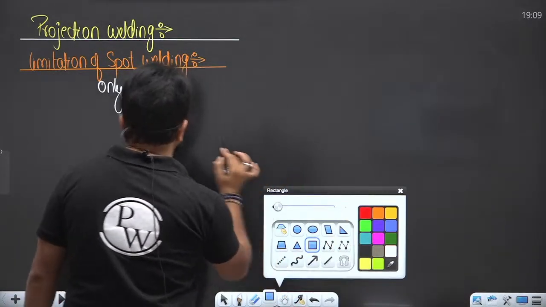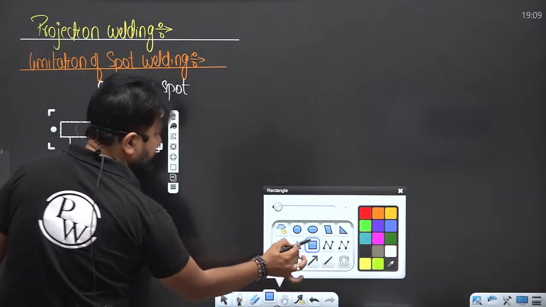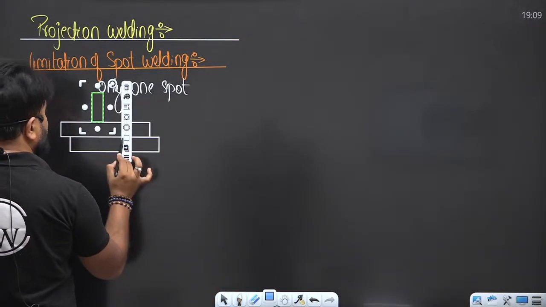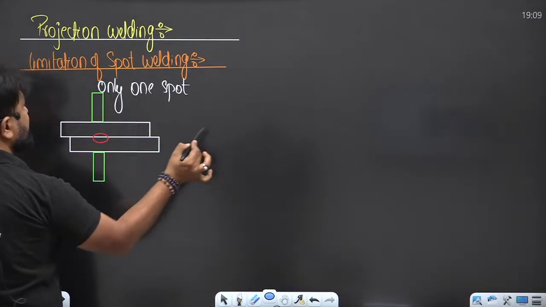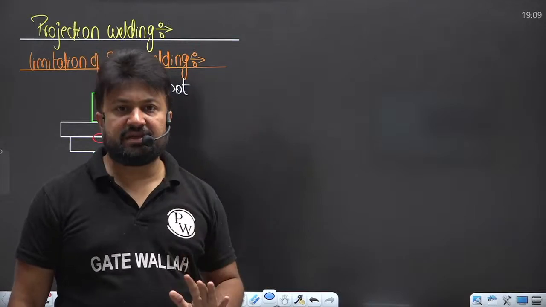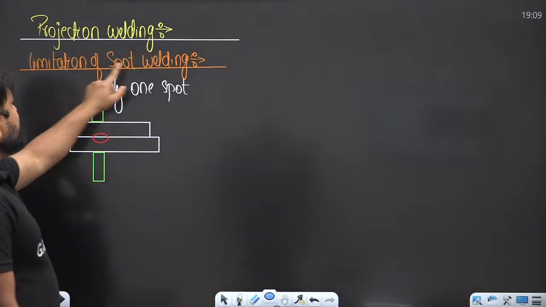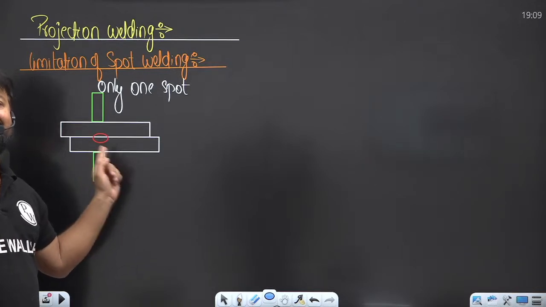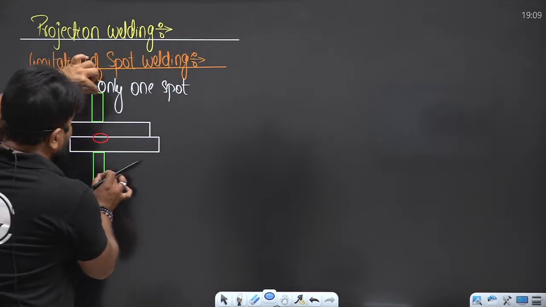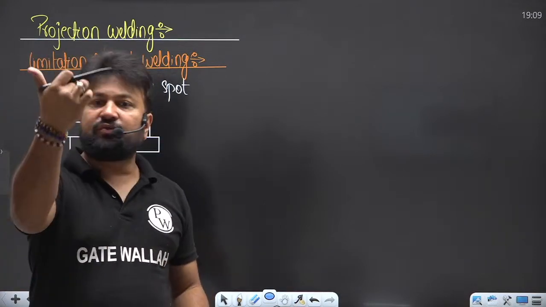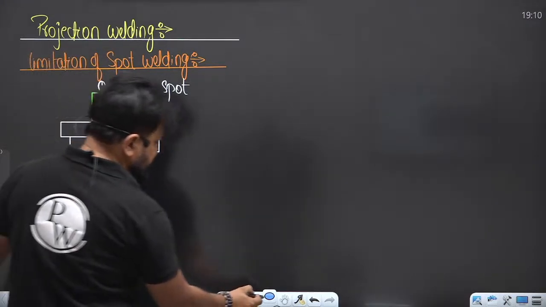You can see from the figure, there is an overlapping plate, my dear, and there will be an electrode. This is the electrode, and only one spot we will get. This is the limitation. For additional strength, multiple welds are needed. Only one spot we can get at a time. If you want additional strength, then you have to move the electrode to another place and make another joint in another cycle. So it will take time to overcome this limitation.